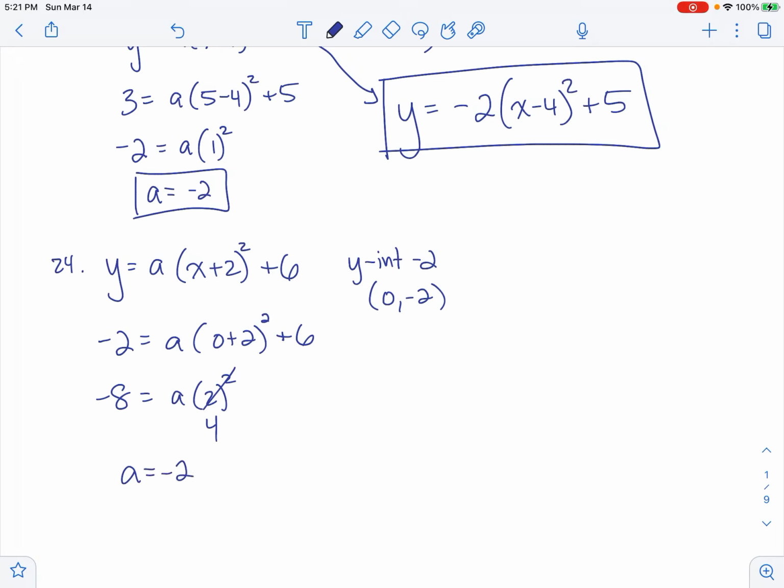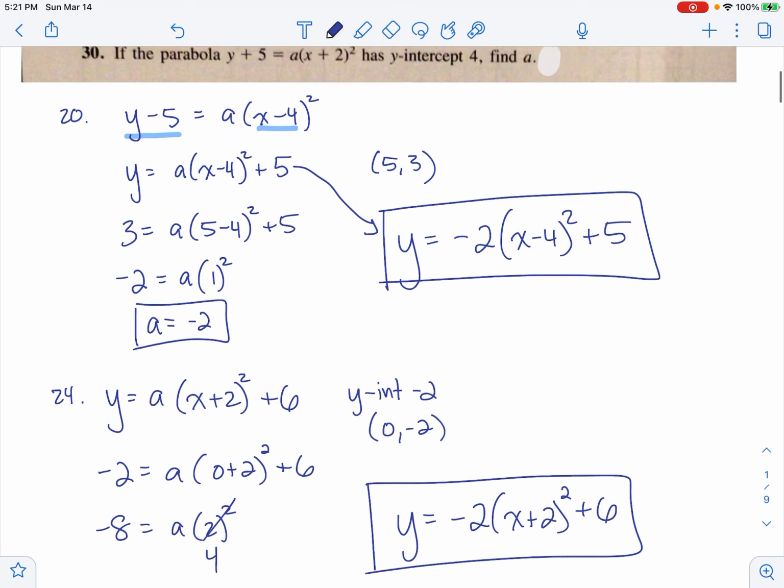It is a new equation, though. Now that I know what a is, I'll plug that in and keep my x and y from the original. And there we go. Now we have our equation.